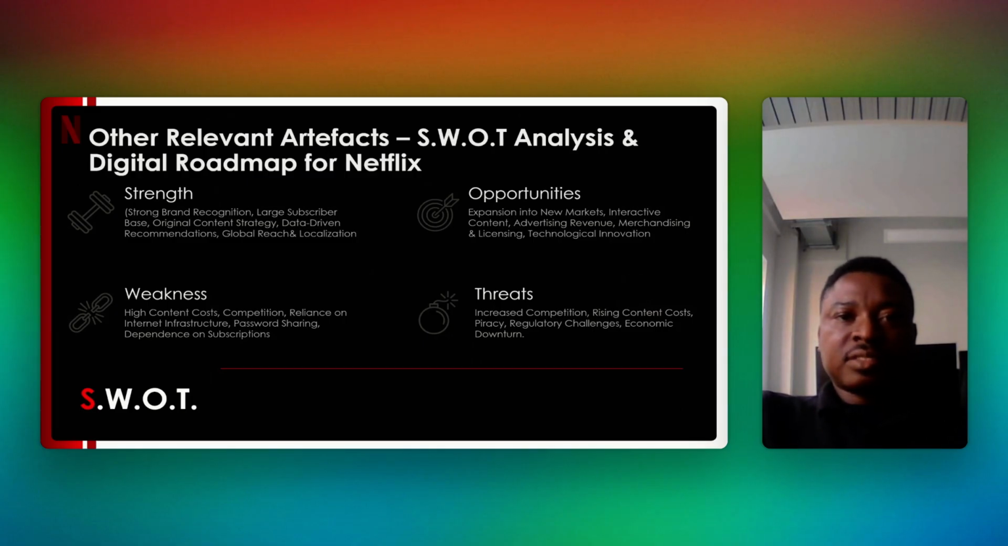Other relevant artifacts. This slide shows a SWOT analysis of Netflix. Its strengths, including strong AI and global content production, and weaknesses are rising content costs and a heavy dependence on subscription. I also outlined Netflix digital roadmap, from streaming and cloud adoption in the past to current strategies like interactive storytelling and future moves like AI powered localization and live content. These artifacts reinforce my understanding of how Netflix stays ahead.